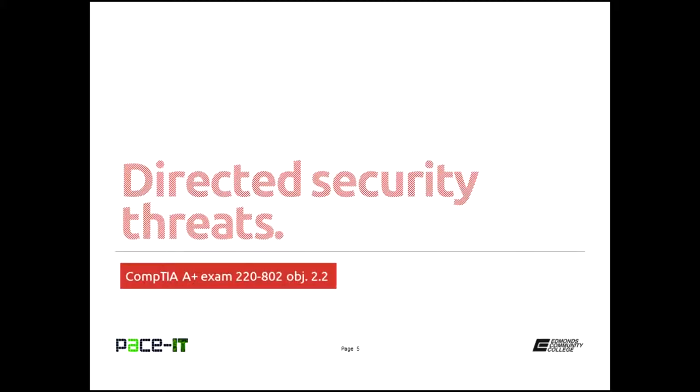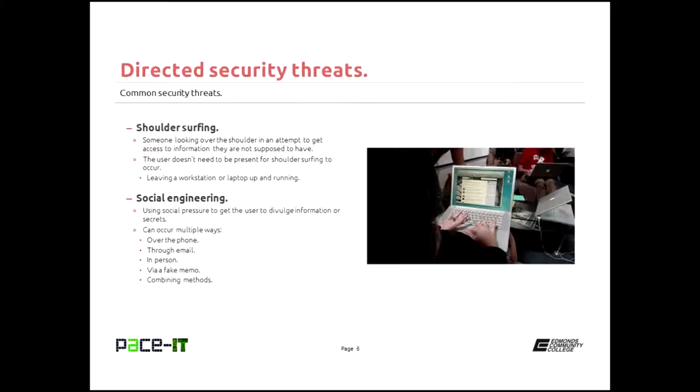So let's start with directed security threats. And what are those? Well, let's talk about them. The first one that is directed is called shoulder surfing. If you haven't ever had it done to you, I'm sure you've done it to somebody else. That's looking over somebody's shoulder in an effort to gain access to sensitive information. Sometimes it's just because you're curious, sometimes just because they're curious. You don't even have to be present for shoulder surfing to occur. You can just leave the workstation or laptop up and running, and anybody who comes by can take a look at it.